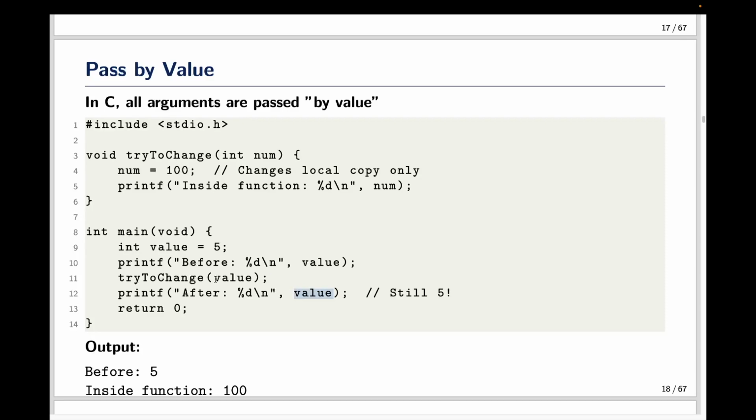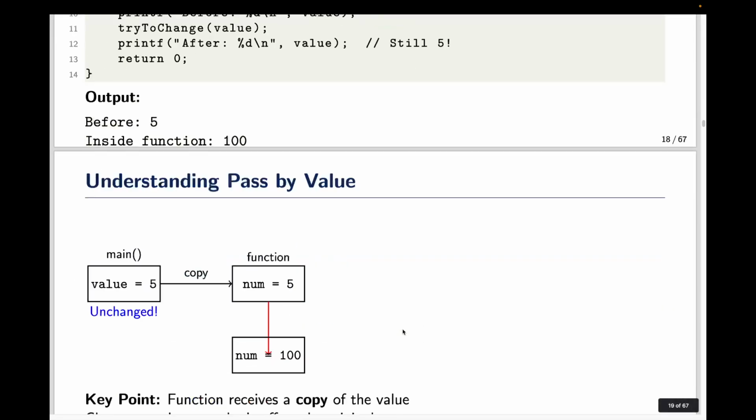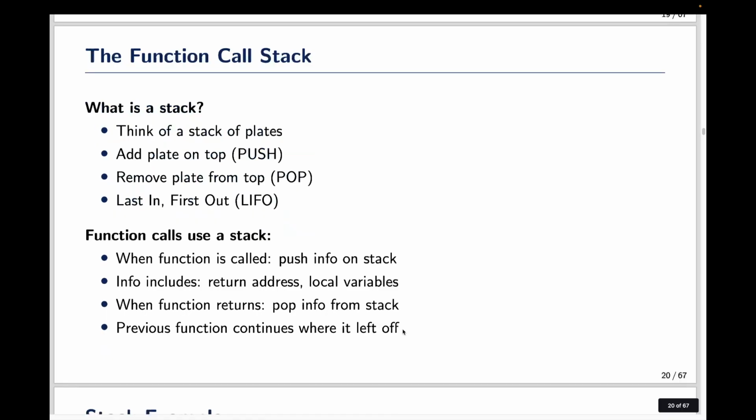So this means that inside the function, the value changes to 100, whatever is initialized over there, and then it is equal to that num. So only the value is copied. This was what we did last time. Today we are discussing the function call stack. Now, what is this stack?